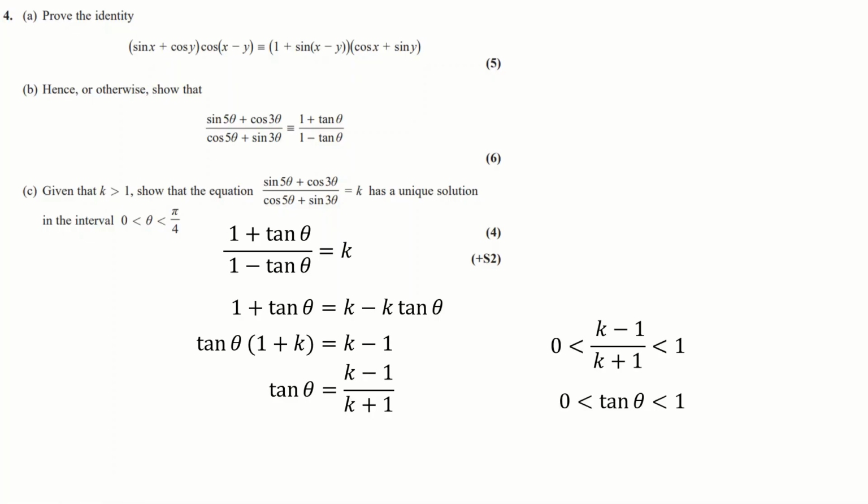But tan theta is just a very boring increasing function between the values of 0 and pi over 4, isn't it? So if tan theta is locked between those two things, that just means theta is between 0 and pi over 4. And so therefore we have a unique solution, I guess.